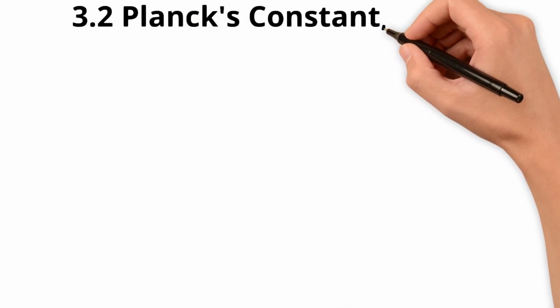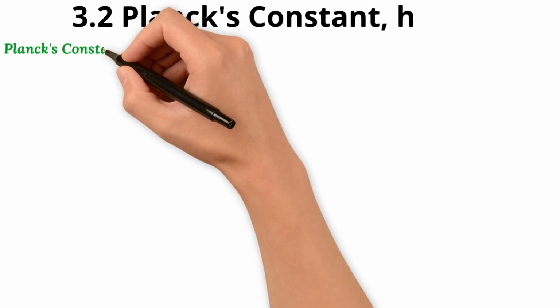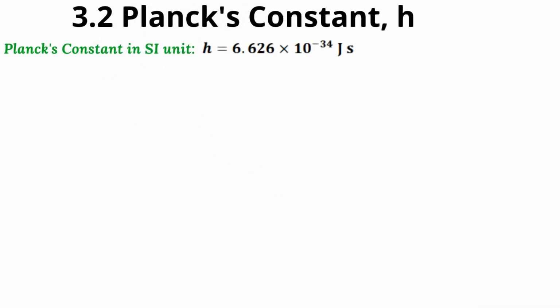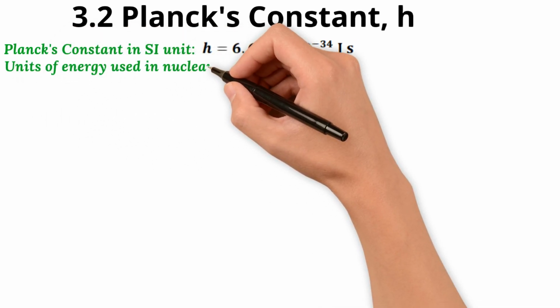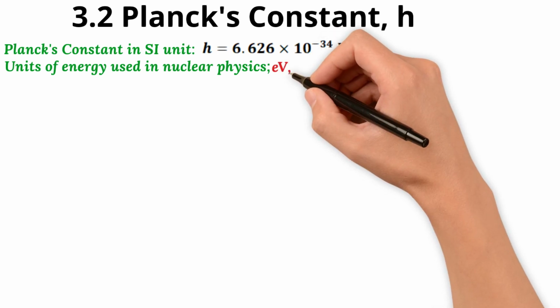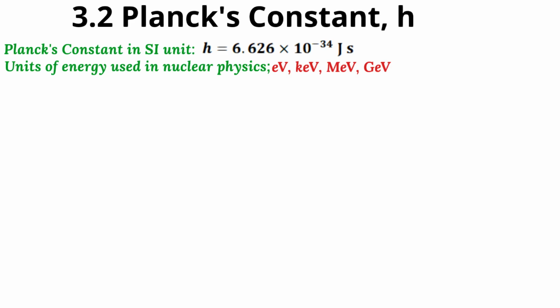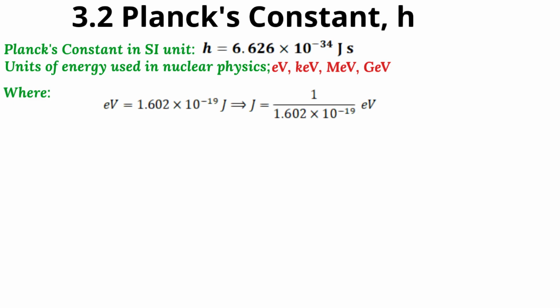Planck's constant. The symbol for Planck constant is h, and to four significant figures, Planck constant is 6.626 times 10 to the minus 34 joule seconds. Again, it contains joule, and in nuclear physics, we mostly use electron volt or any of its derivatives like kilo electron volt, mega electron volt, giga electron volt. And we know that 1 electron volt is 1.602 times 10 to the minus 19 joule.